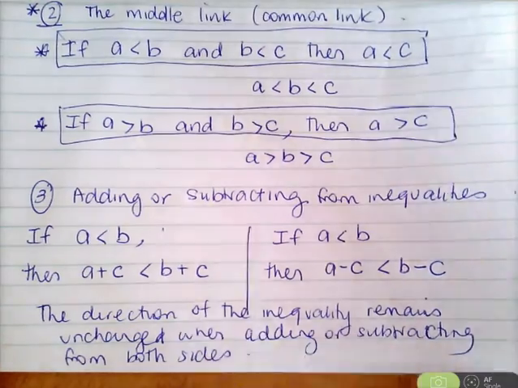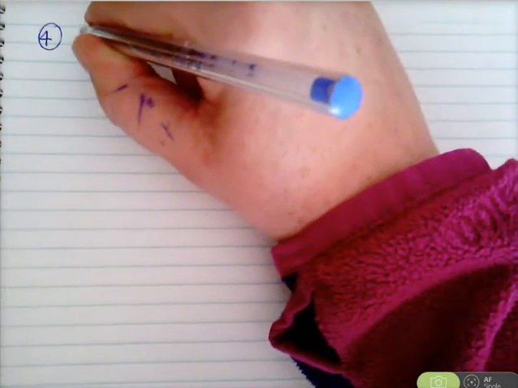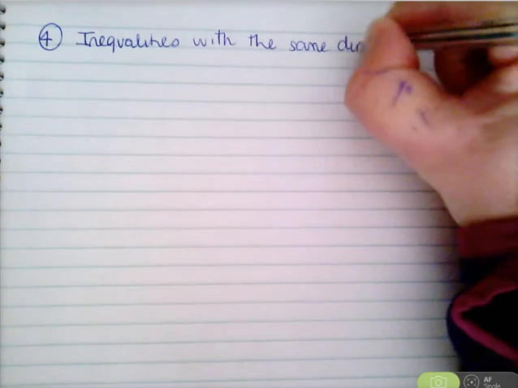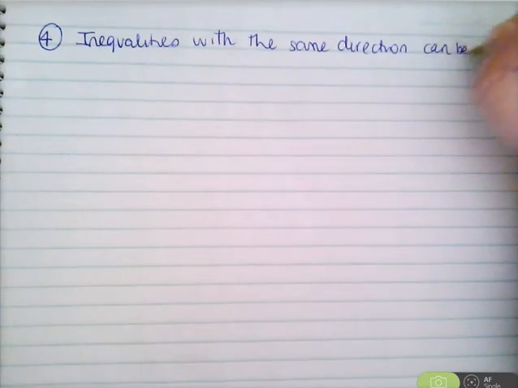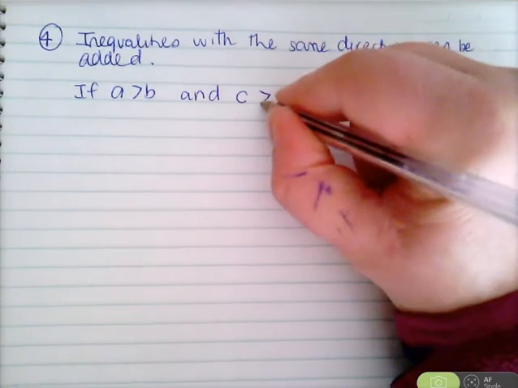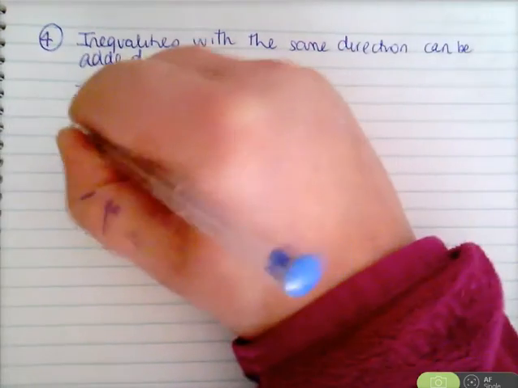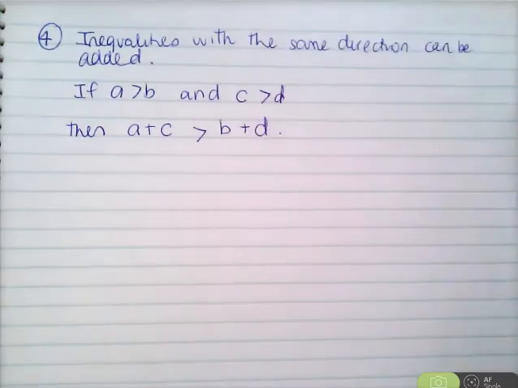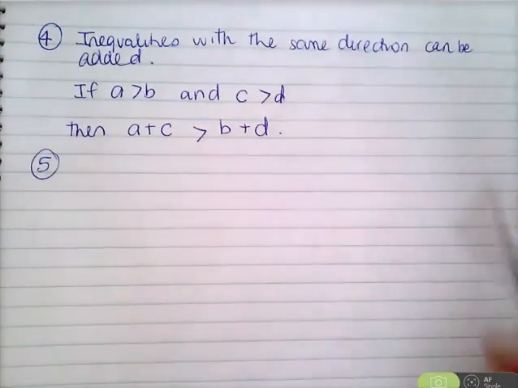Okay, now for the fourth rule. This is inequalities with the same direction. So inequalities with the same direction can be added. Okay, so let's have a look at that. So if A is greater than B and C is greater than D, then we can say that A plus C is greater than B plus D, okay? All right, so that's the fourth thing. Inequalities with the same direction can be added.